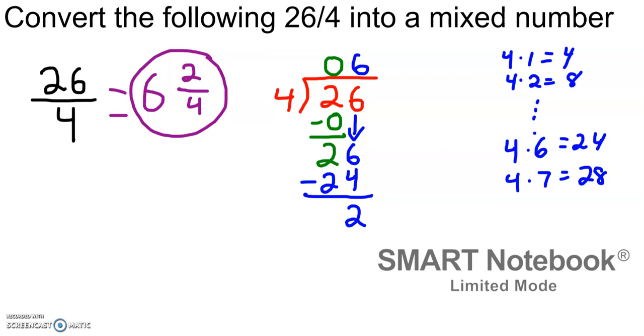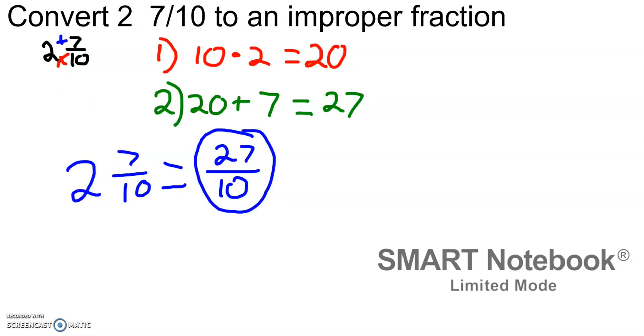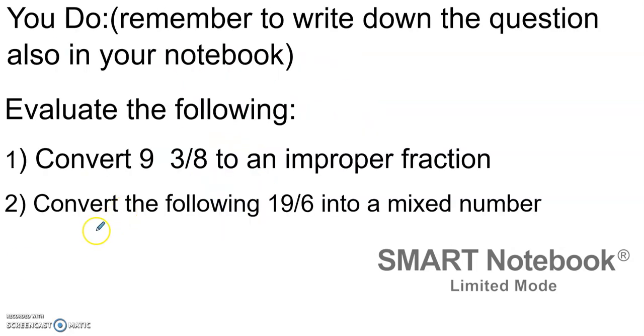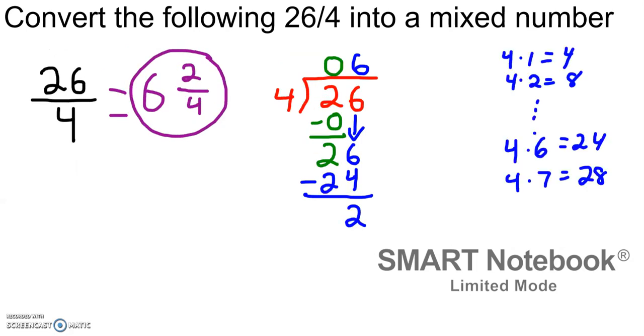Now that we have some examples under our belt, let's try some on your own. For the homework section, I want you to convert 9 3/8 to an improper fraction. So that was the first set that we did. So we had this example and this example to help with it. The second question is to convert the following 19/6 into a mixed number. And that was the second set that we used. So that was this example and this example.